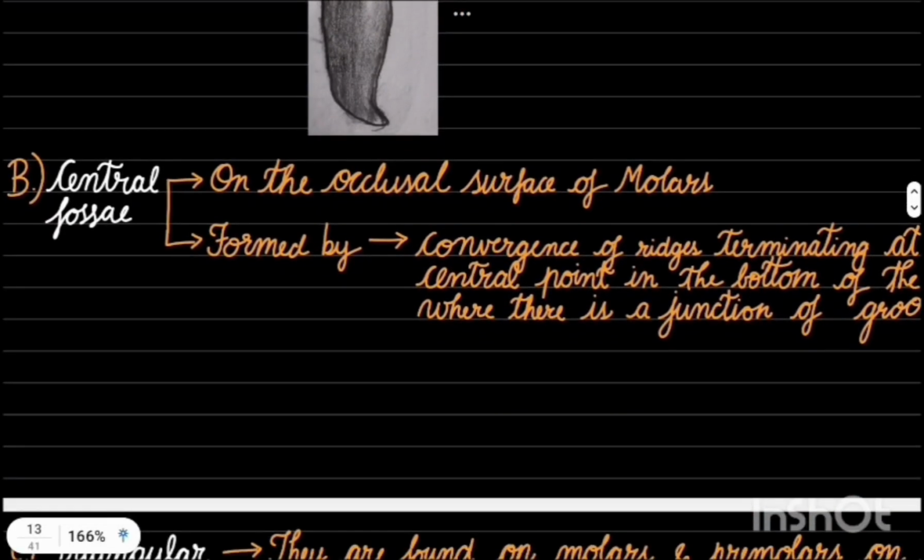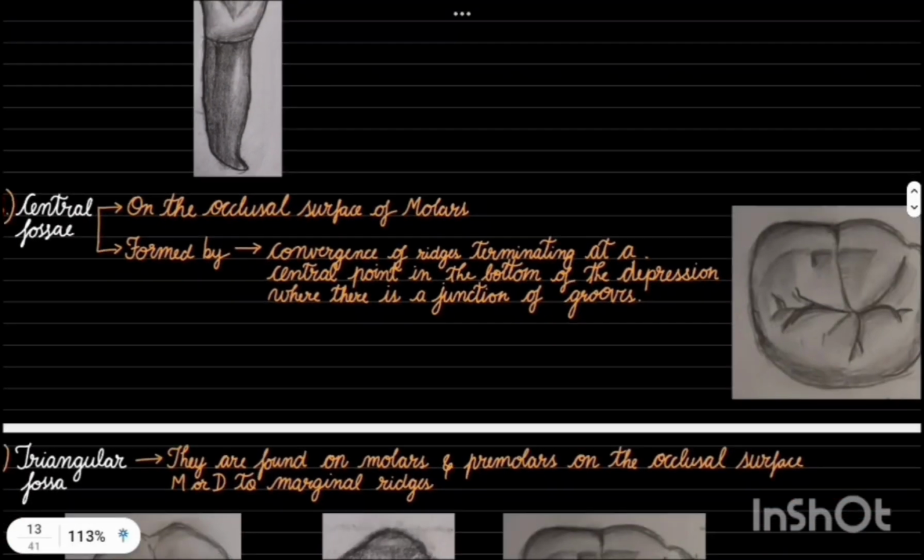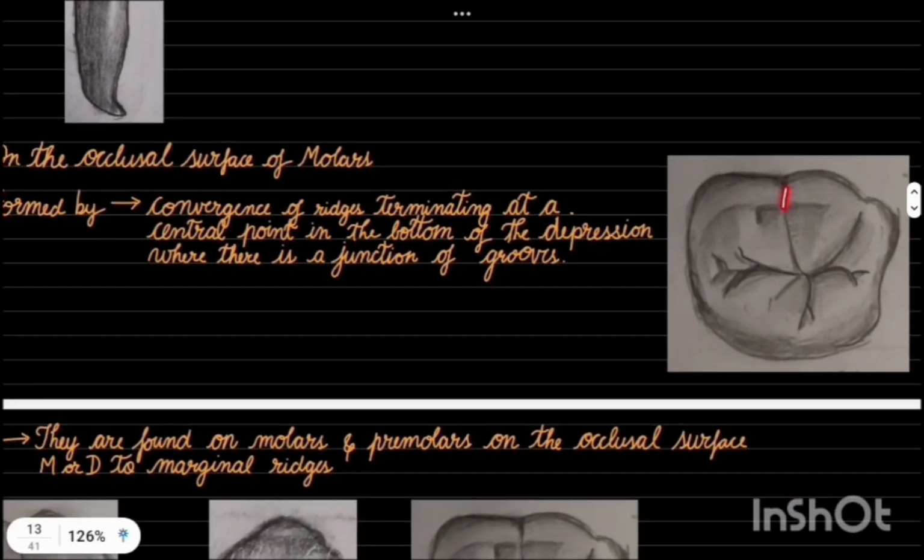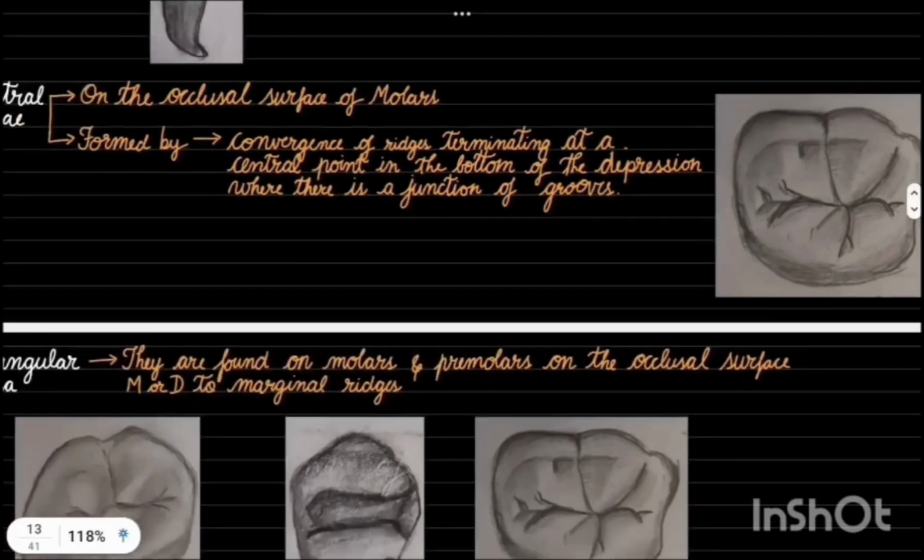Next we have the central fossa. As the name suggests, the central fossa will be present in the center of the occlusal surface of the tooth. Here, all these ridges will terminate, and at the center a depression is formed, called the central fossa.